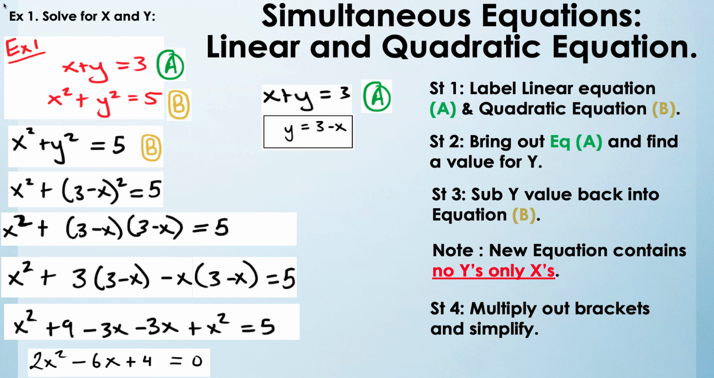What do I do with that? I have 2x squared minus 6x plus 4 down here. What do I do? You can't see it down here. There. What do I do with that?